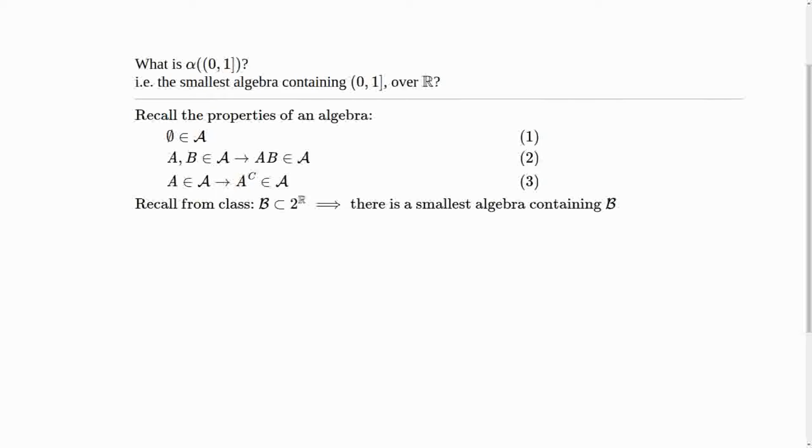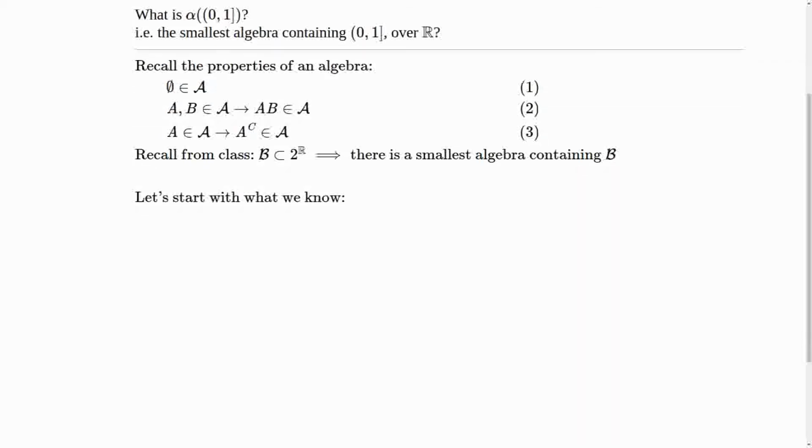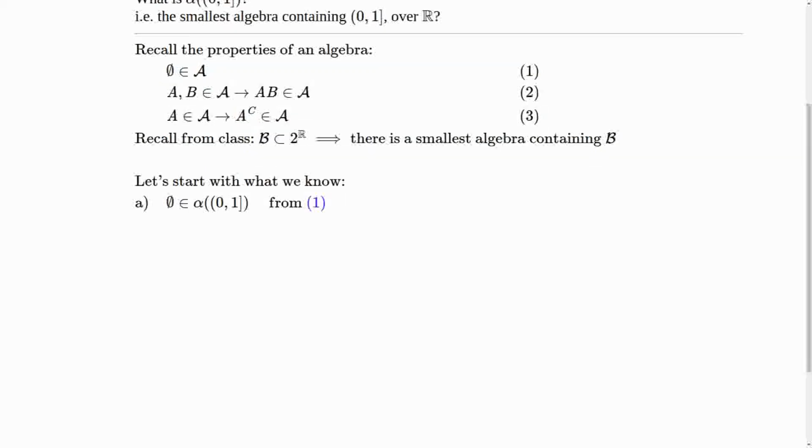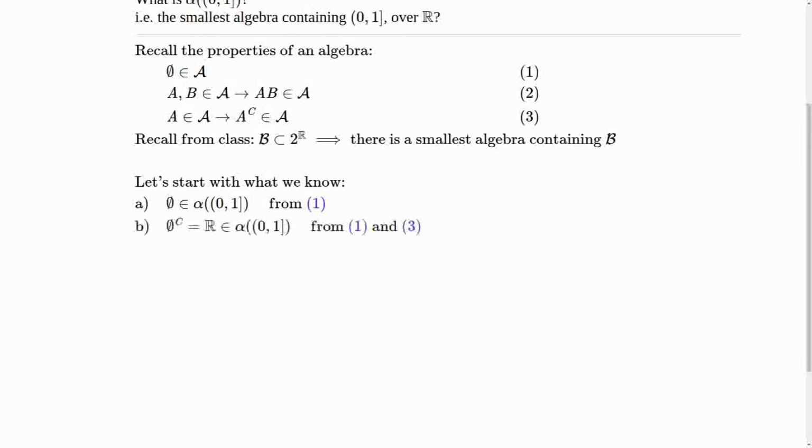We also remind ourselves that this makes sense, that there is a smallest sigma algebra. We saw in class that if B was a collection of subsets of the real line R, then there is a smallest sigma algebra. We can determine what this sigma algebra is more or less in a guess and check manner. So the algebra must contain the empty set, but since it also must contain the complement of the empty set, it must contain R.